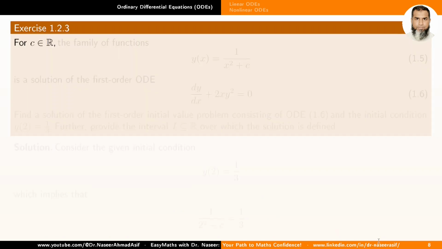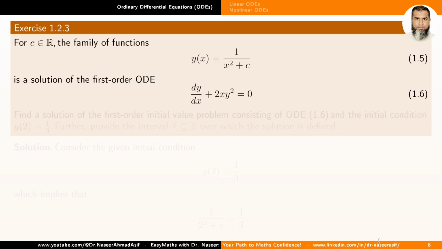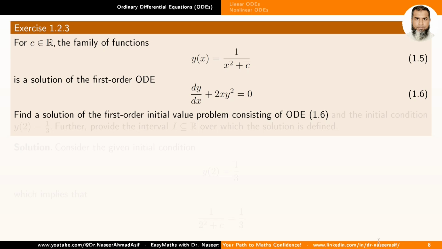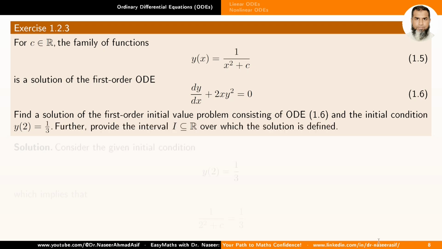Well, see another exercise. For c belonging to R, the family of functions y of x is equal to 1 over x squared plus c is a solution of the first order ODE dy by dx plus 2x y squared is equal to 0. Find a solution of the first order initial value problem consisting of ODE 1.6 and the initial condition y of 2 is equal to 1 by 3. Further provide the interval I subset of R over which the solution is defined.